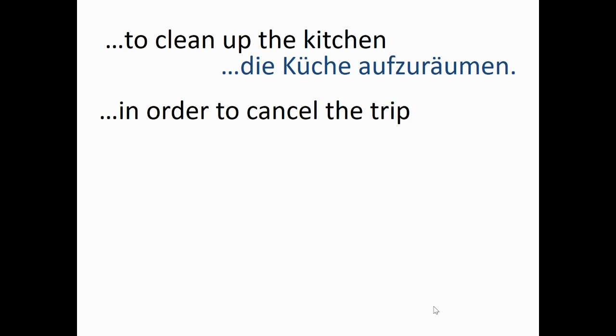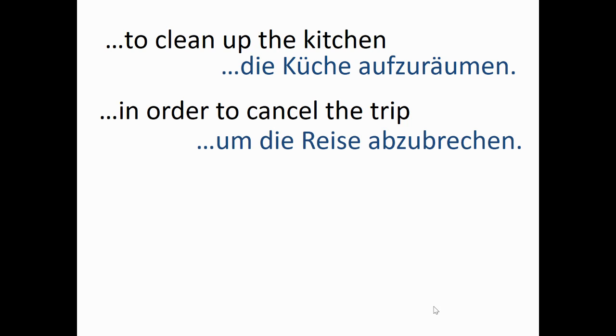If you want to say in order to cancel the trip, the verb for to cancel is abbrechen. And you want to say in order to, you're going to be using an um zu clause. So how will this look? Um die Reise abzubrechen. Notice that zu goes right between the prefix and the regular infinitive verb.